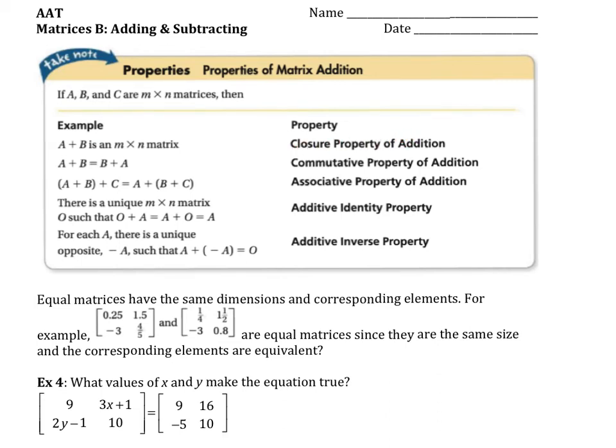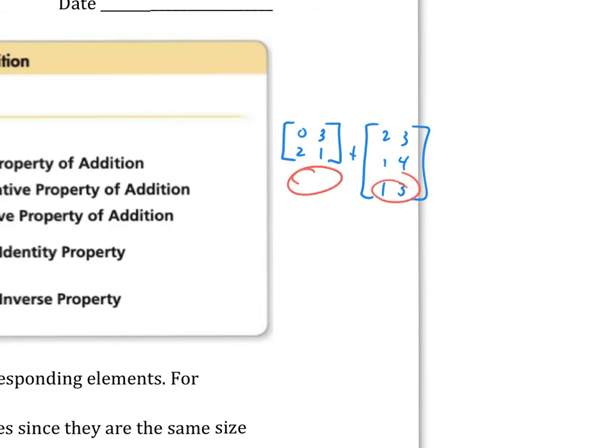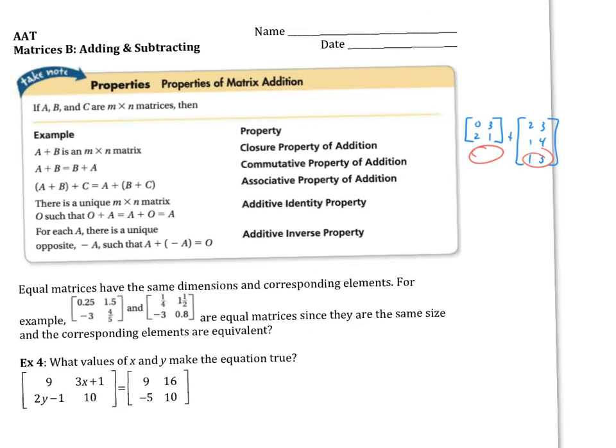So it doesn't change. By the way, I can't add a 2 by 2 matrix and then a 2 by 3 matrix, or 3 by 2 matrix. Can't add those together, right? Because there's no corresponding parts to go with that. So there's a closure property.